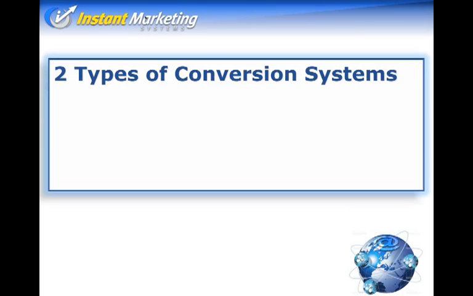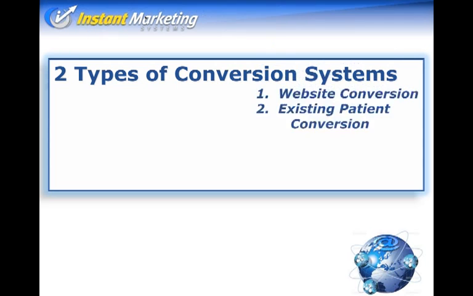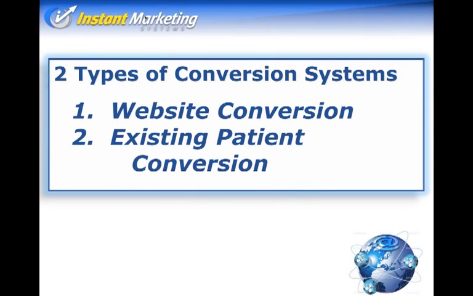So let's get started. We're talking about conversion, and there are two types of conversion systems. The two types are website conversion and existing patient conversion. You see, when people visit your website, you want to convert a website visitor to a prospect and then a prospect to a paying patient. And it's the same with existing patients. You want to convert your existing patients to increase their lifetime value, so they use more of your products and services on a regular and frequent basis.